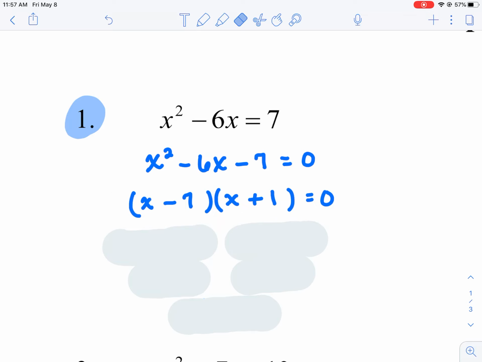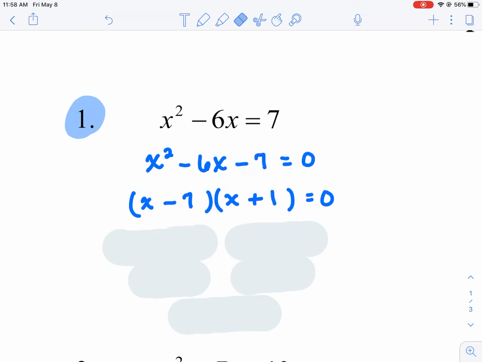You should get x minus 7 times x plus 1 equals 0. Now, the order doesn't matter. If you had x plus 1 times x minus 7, that's okay. And the reason for that is because we know we could swap those two if we wanted, because multiplication is commutative. Now, we have x minus 7 and x plus 1 because negative 7 times a positive 1 gives us a negative 7, and negative 7 plus a positive 1 gives us that middle term of negative 6.